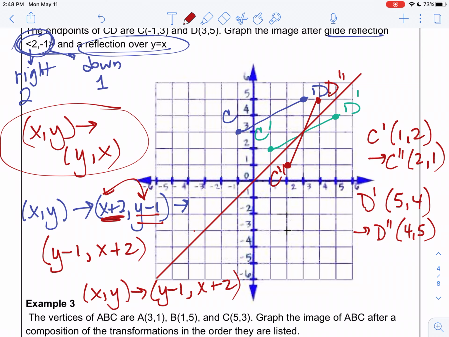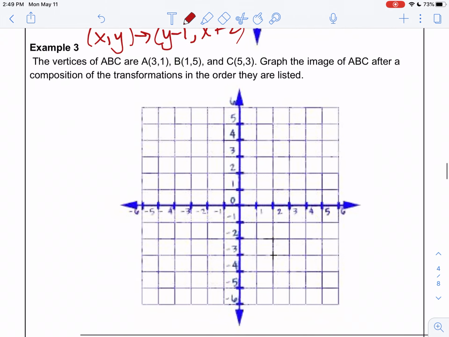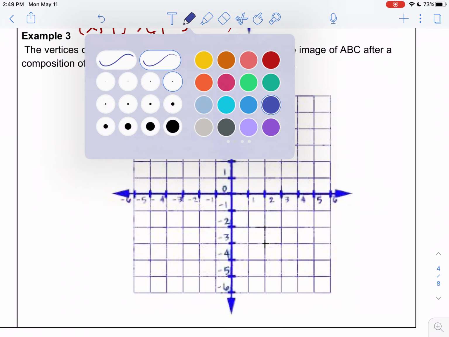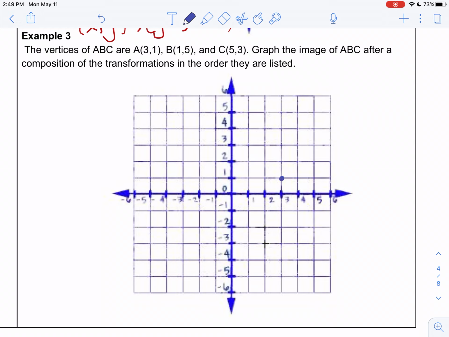All right, last one. Now we're going to take it into a triangle. So A is hanging out at 3, 1, B is hanging out at 1, 5, and C is hanging out at 5, 3.